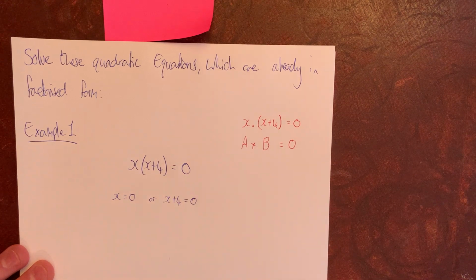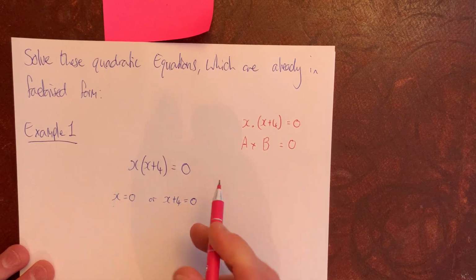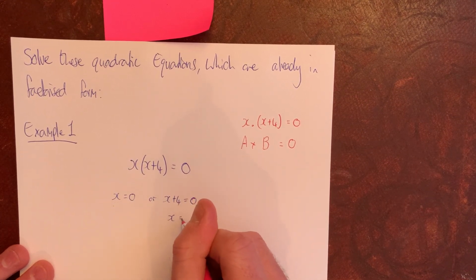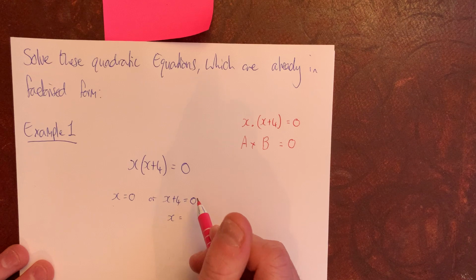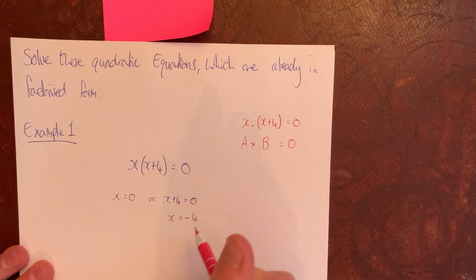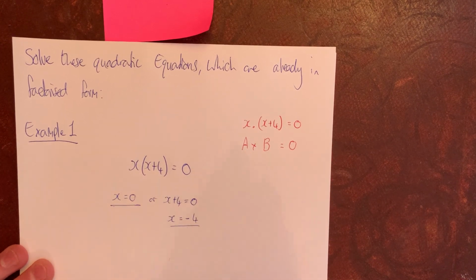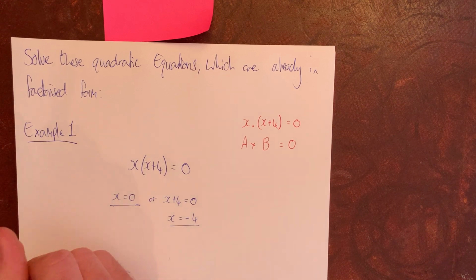Now when we're solving any equation, we always want what x is equal to. So I've got that here, x is equal to 0. Or, let's rearrange this, bring my positive 4 over to the other side. x is equal to negative 4. So I have two solutions for this first example. Let's have a look at example 2.